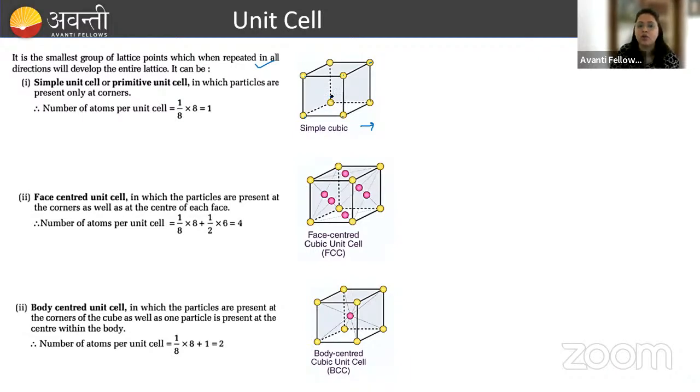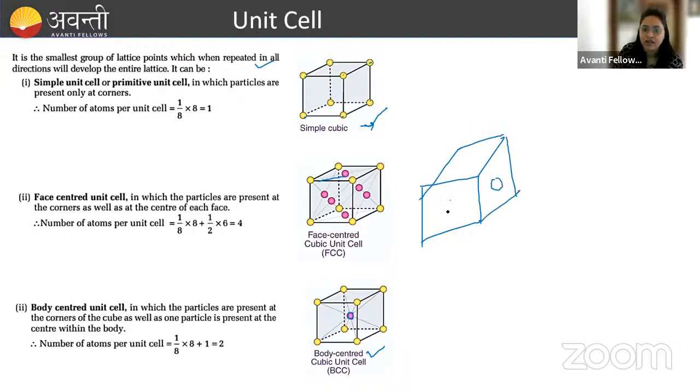The particles are present only at the corners of the cubic cell, and that's why it is known as a simple cubic cell. When one atom is present in the center, it is known as a body-centered unit cell. And when at each face of a given cubic unit cell, so this is one face, this is another face, this is another face, an extra particle is present at the center of each face. How many faces are there for the unit cell? For the cube there are 6 faces, and at each face one particle is present.